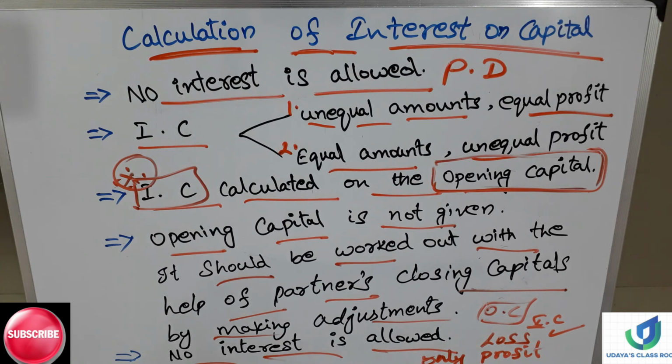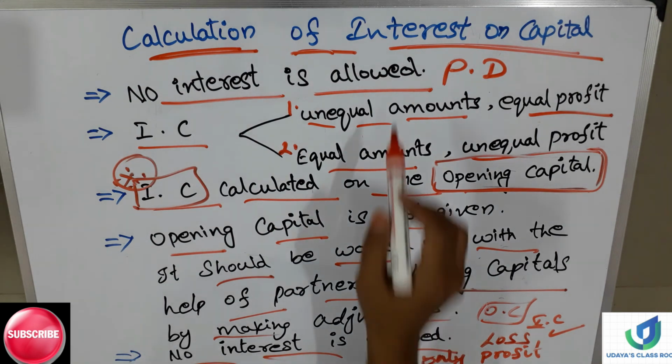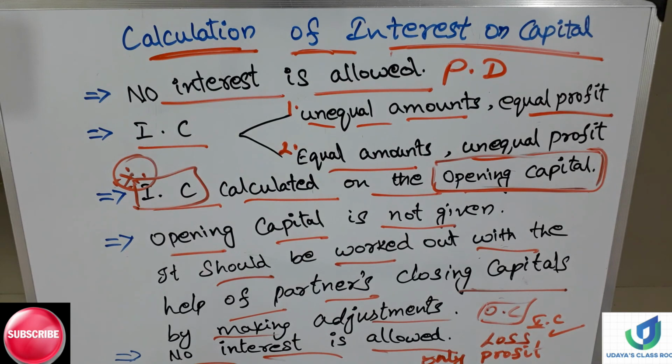And the other point: always we calculate interest on capital with the opening capital. If the opening capital is not there in the question, we need to find out the opening capital using the closing capital. Having understood all the important 5 points about the interest on capital calculation, we will end this session today.